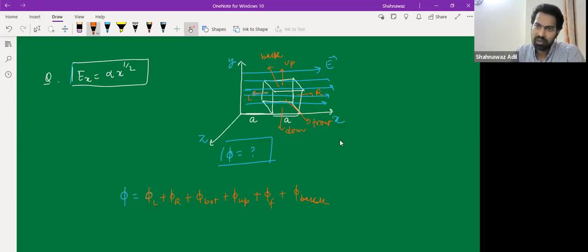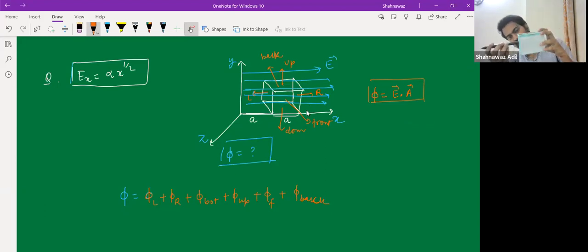And we know that flux is how much? Flux is E dot dA, right? So this is a dot product. Understood, guys? So for the front case, let's say this is the direction of the electric field, and this is the front face. For the front case, what is the direction of the area vector with this electric field?